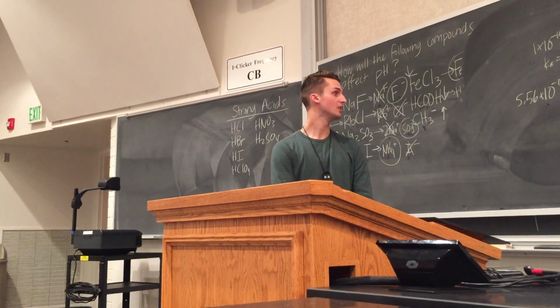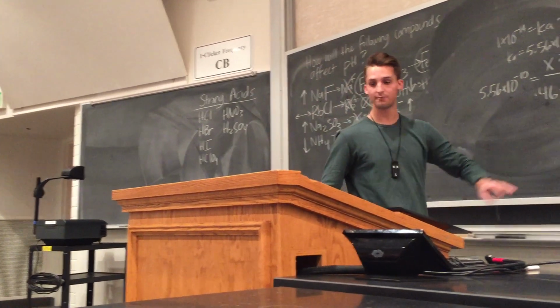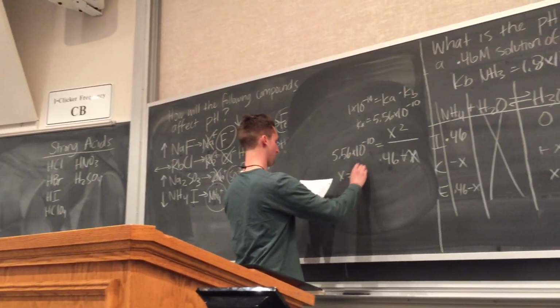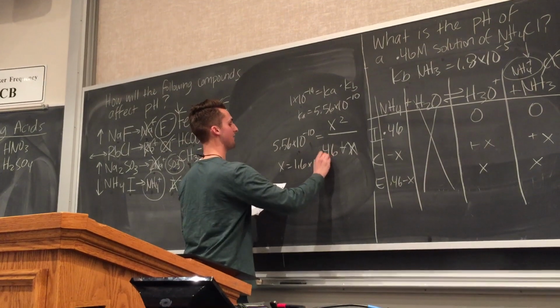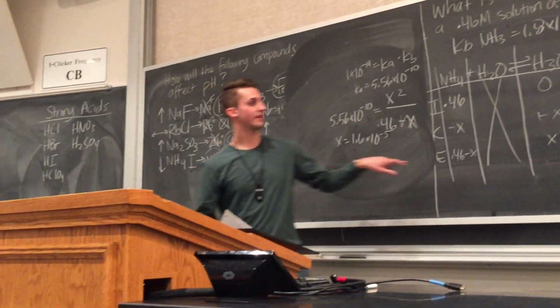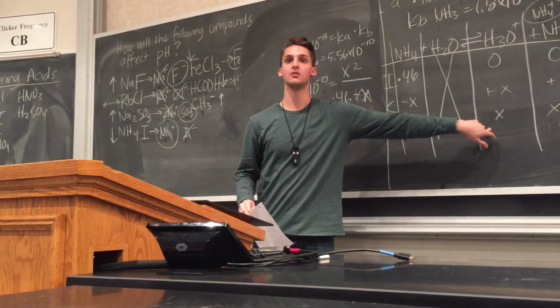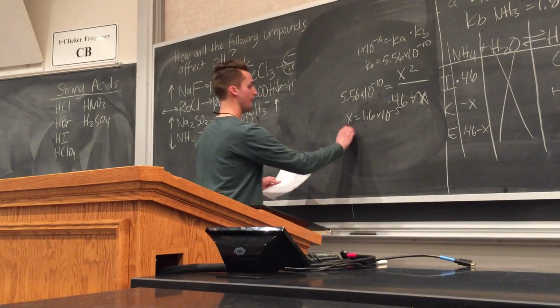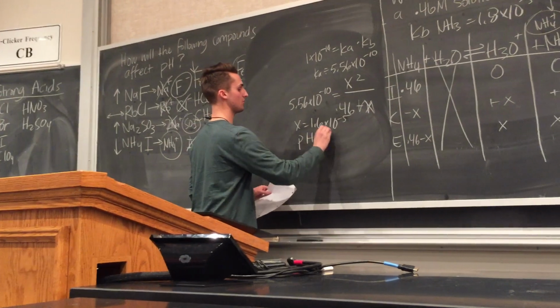So then you're just going to go ahead and solve for x, and when you do that, you should get x equals 1.6 times 10 to the negative 5, and x is telling us our H+ concentration, so then I can just take the negative log of that to find the pH, and when you do that, you should get pH equals 4.8.